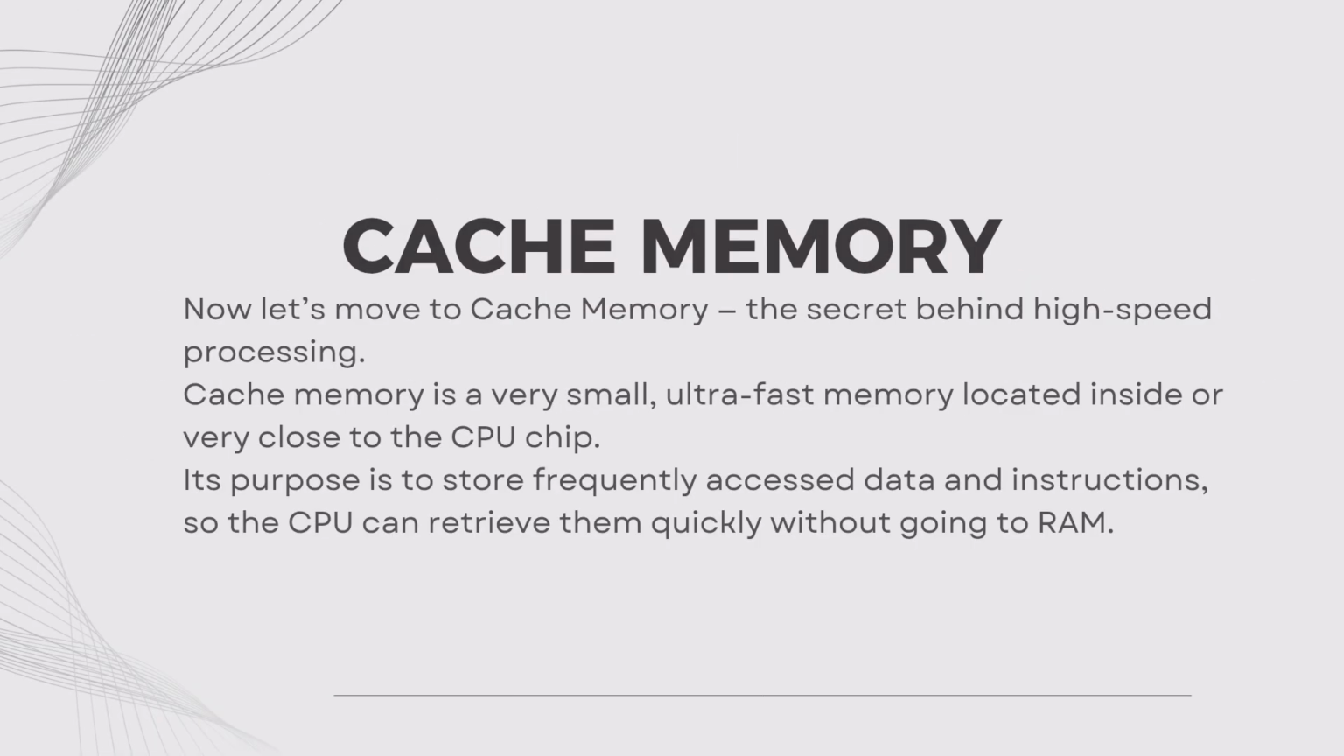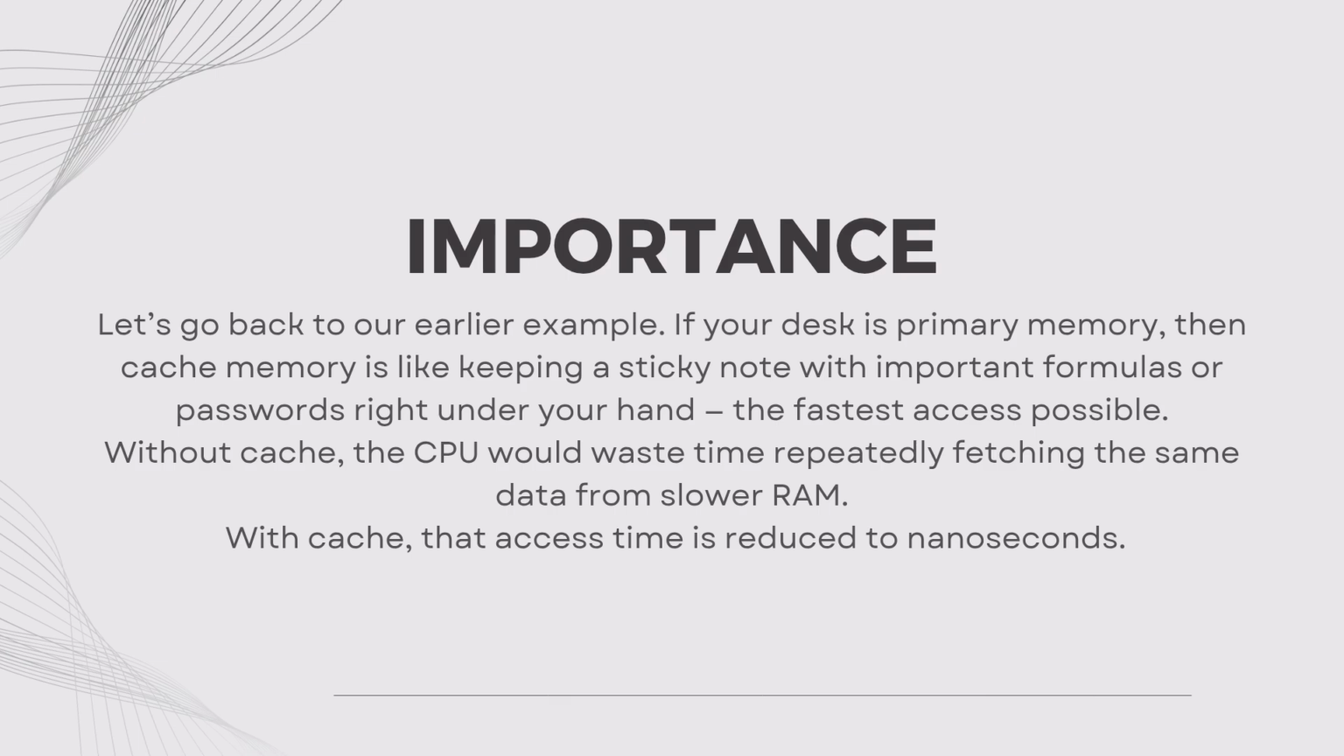Cache memory. Now let's move to cache memory, the secret behind high speed processing. Cache memory is a very small, ultra fast memory located inside or very close to the CPU chip. It is purposed to store frequently accessed data and instructions so the CPU can retrieve them quickly without going to RAM.